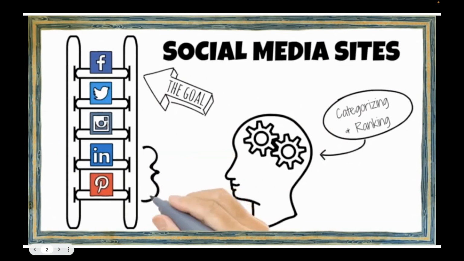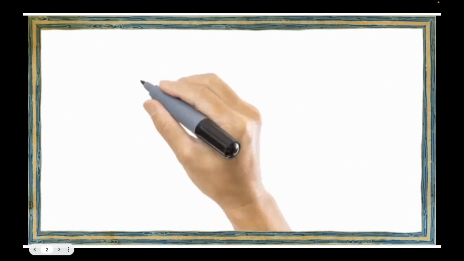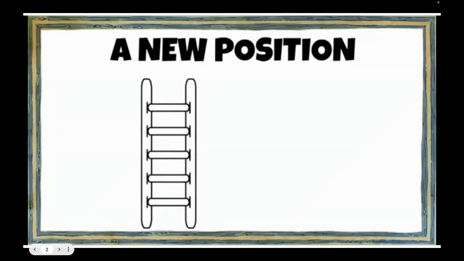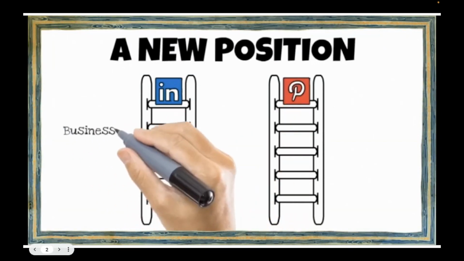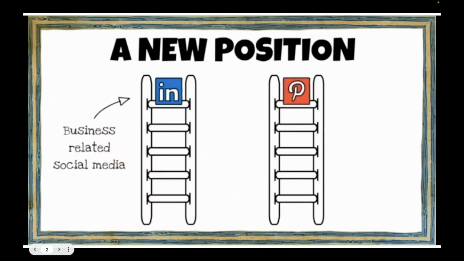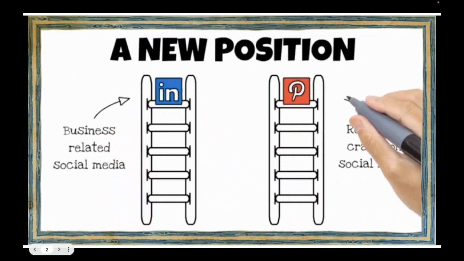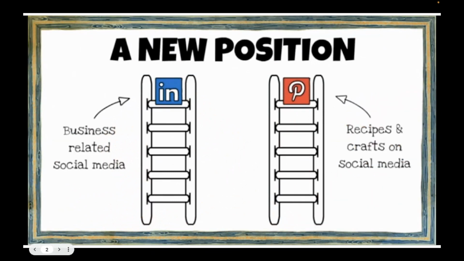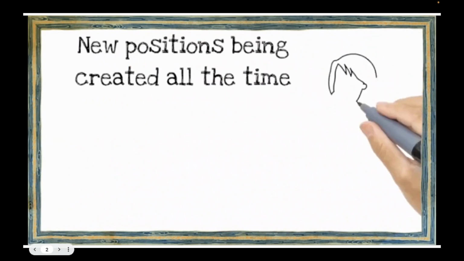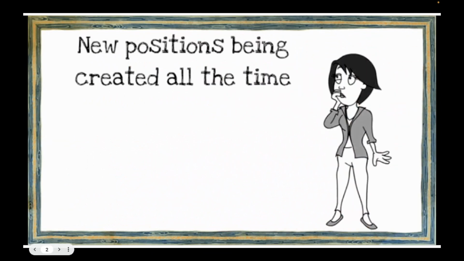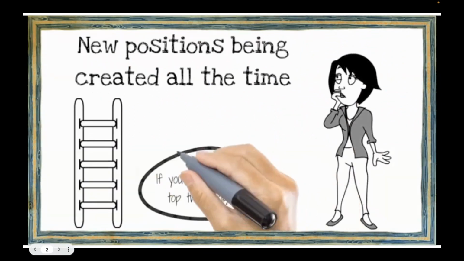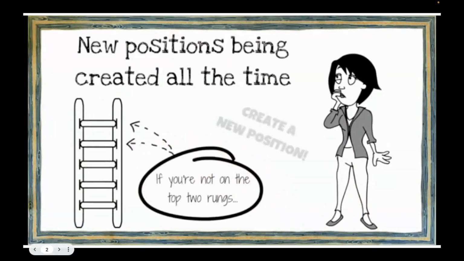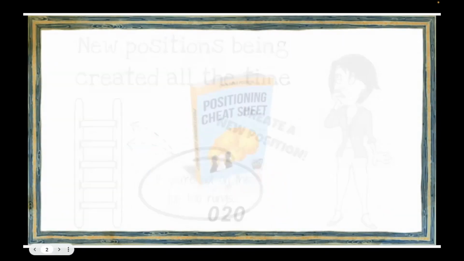The people who created LinkedIn and Pinterest were smart. They knew they weren't going to dethrone Facebook and Twitter on the ladder of social media sites, so they carved out a new position and started a new ladder where they could own the top rung. If you were to ask, name some business-related social media sites, there's a good chance LinkedIn would be on the top rung of that ladder. The same way that Pinterest would be on the top rung for most people when it comes to recipes and crafts on social media. You see new positions being created all the time. After all, farmers have their own dating site because city folk just wouldn't get it. If you're not in the top two rungs of your broad category, then you're missing out on a lot of opportunity. You should then consider creating a new position for your brand. To learn even more, click on our position.